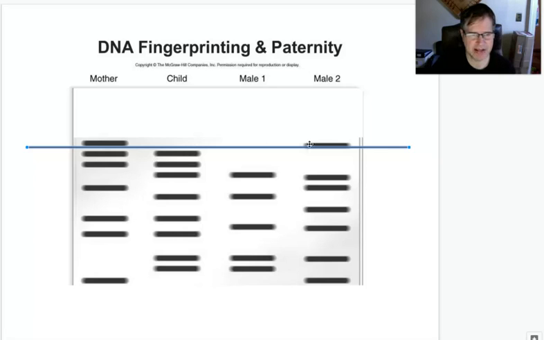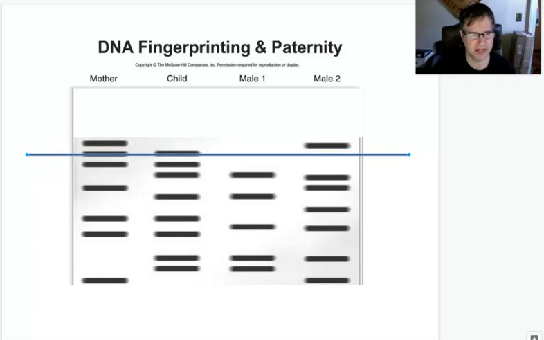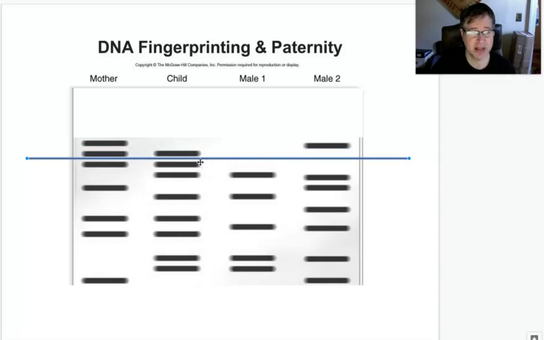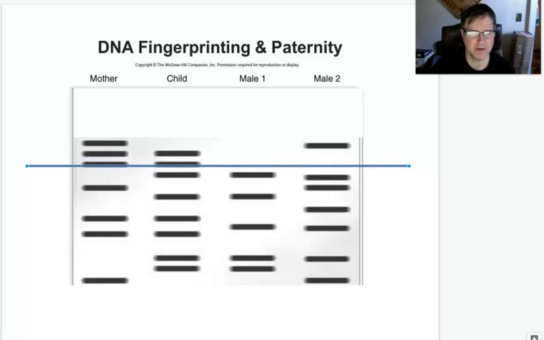So this mother has this, and this male has it. He's already ruled out. Why is he ruled out? Because the child doesn't have the band. Okay, so let's come down to this next one. Does this band help us? Doesn't, because mom has it. Okay, so we're really looking for bands that the child has that mom doesn't.